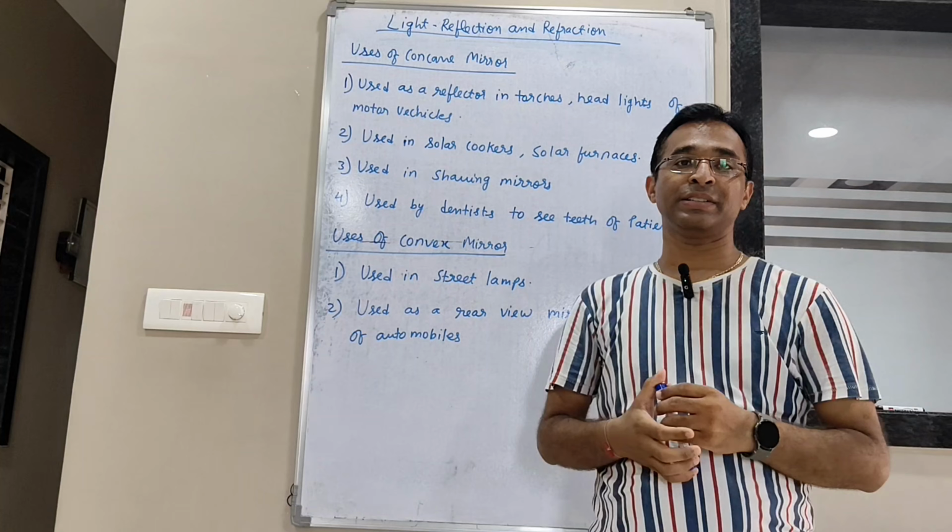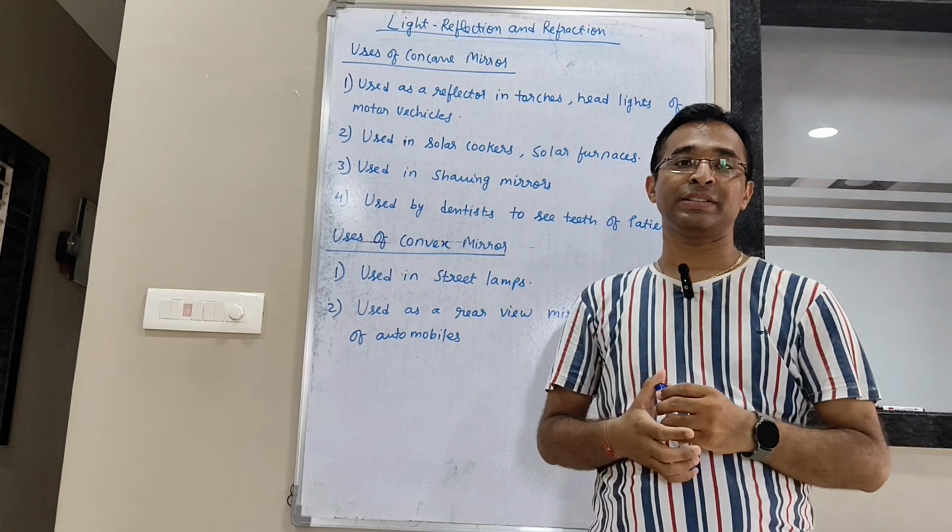Uses of concave and convex mirrors. Let's discuss where they are used in day-to-day life. First is the concave mirror. Concave mirror is used as a reflector in torches and headlights of motor vehicles. In all motor vehicles, whether two-wheeler or three-wheeler, the lights use a concave mirror. The concave mirror is embedded and the light is placed at the focus. So when the light is at the focus, it reflects as a high beam, and for low beam, the focus is changed.